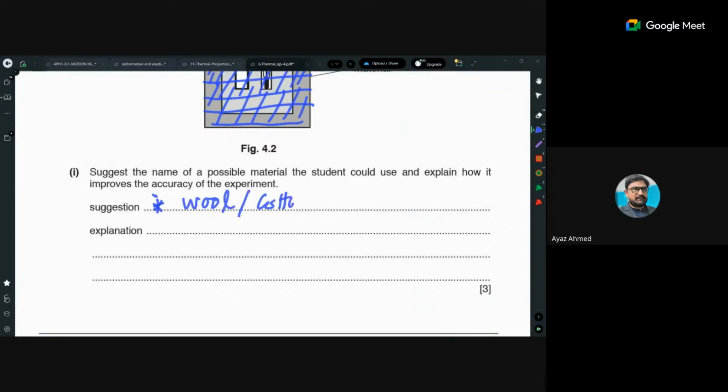Okay, this is 1 mark. You will score 1 mark. Explanation: because wool is a very good thermal insulator. So when it is a thermal insulator, heat provided by the heater would be entirely absorbed by the block. Okay?